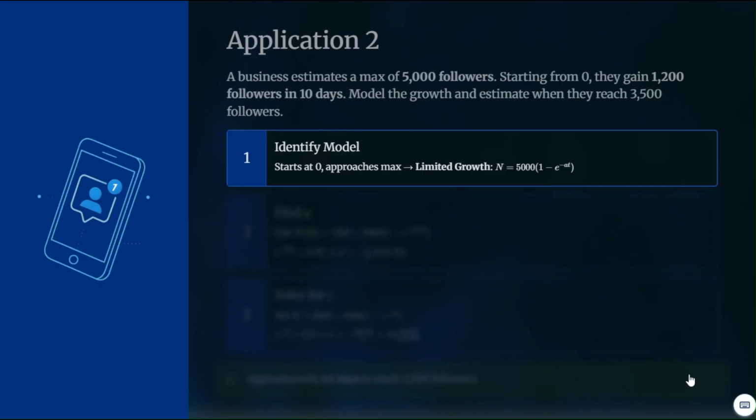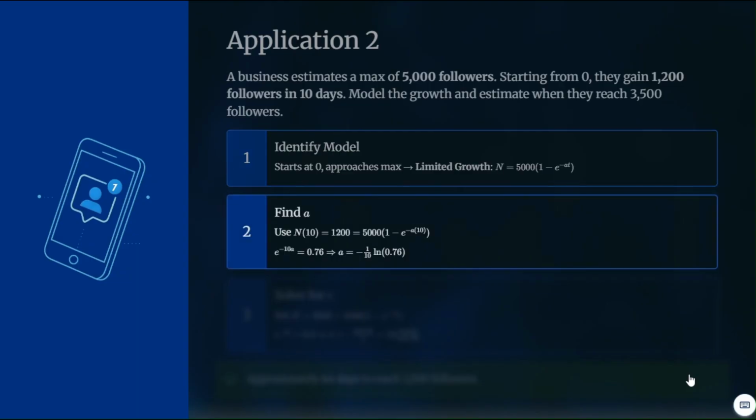Now we can solve for a using the information given to us in the problem. They say starting from 0, they gain 1,200 followers in 10 days, meaning when time equals 10, the number of followers is 1,200.